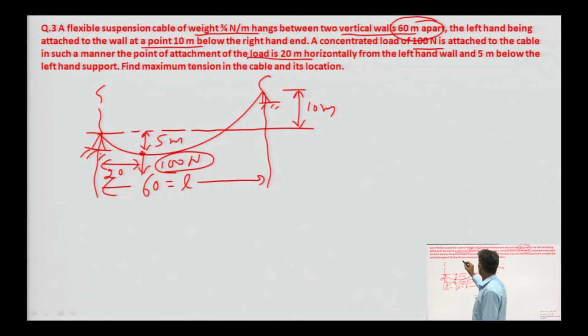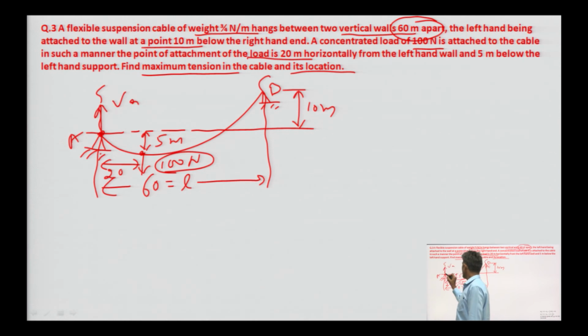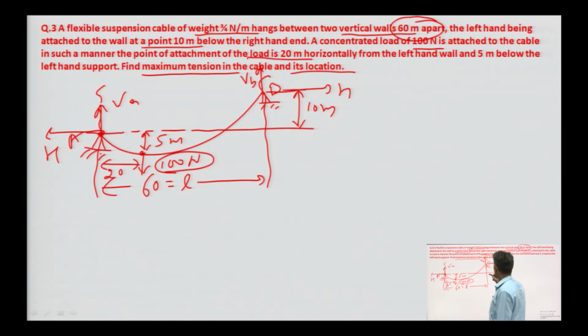So, this is the question: we have to find the maximum tension in the cable and its location. So, how will we calculate maximum tension? This is VA, this is H, here VB and H. The maximum value will depend upon the values of VA and VB, because tension is the square root of VA square plus H square. So, if VA is more, then tension at point A will be higher. So, calculate the values of VA and VB.